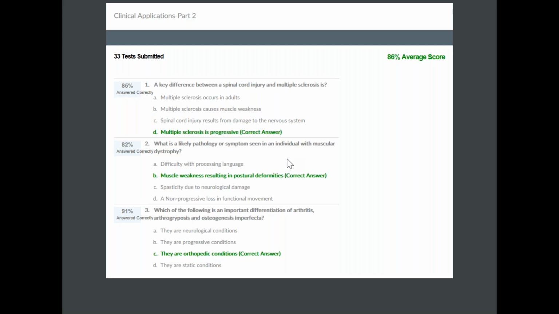Third question, which of the following is an important differentiation of arthritis, arthrogryposis, and osteogenesis imperfecta? What's the one important differentiation of those three? They're all orthopedic. They aren't neurologic, they aren't progressive, and they are static, meaning that, again, they're not progressive. So the common theme is they're all orthopedic, at 91%.